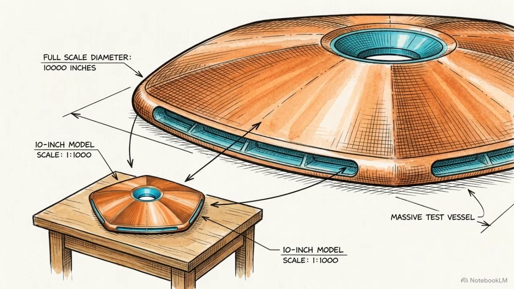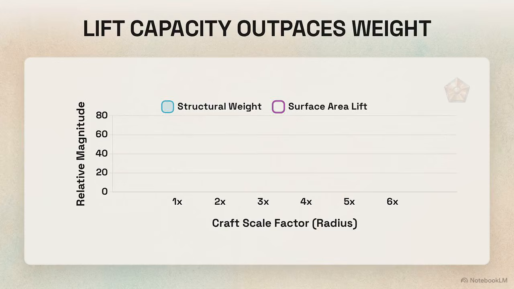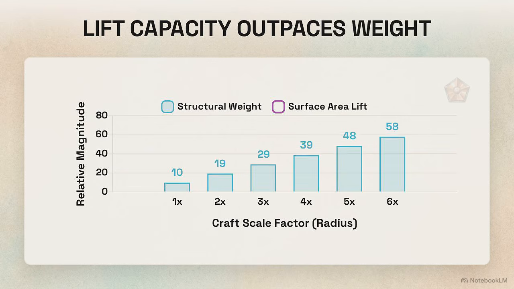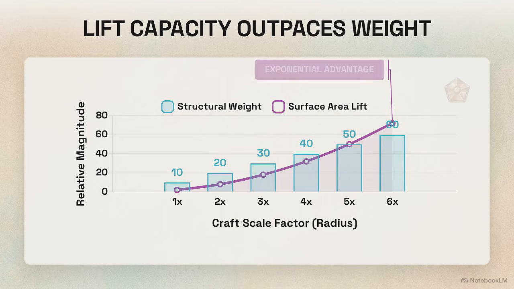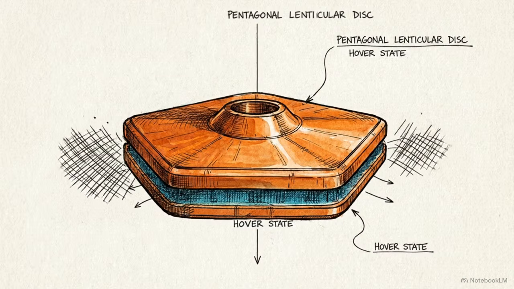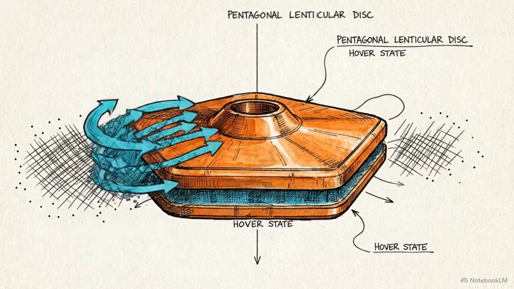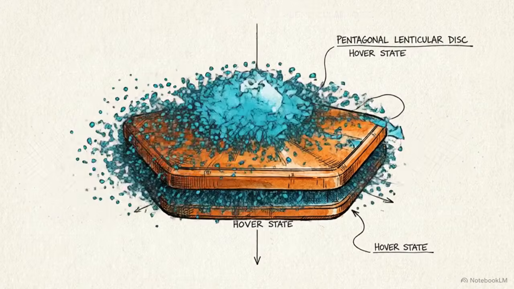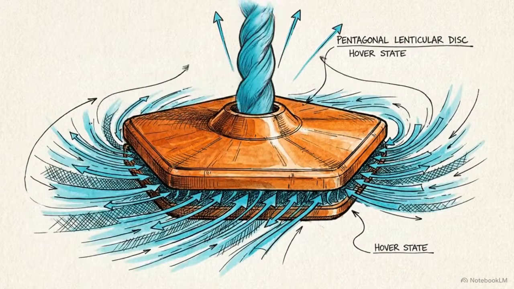Because this system is driven by geometry, its performance improves as it scales up. The structural weight of the perimeter walls scales linearly, but the surface area, and therefore the lift capacity of the Coandă curve, scales with the square of the radius. Due to this square-cube relationship, larger lenticular discs inherently capture more ambient air and pump more mass, making them easier to fly.